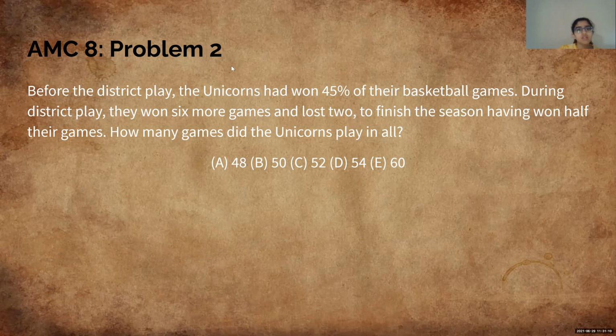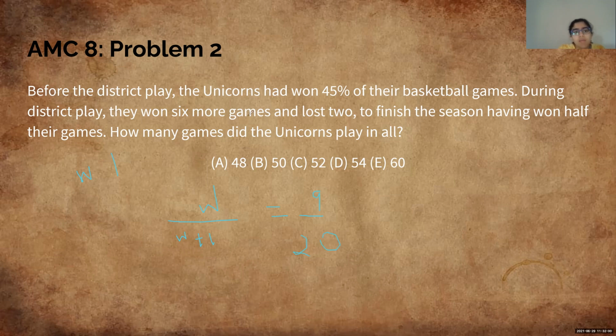Okay, so I am going to start explaining. Before the district play, the unicorns had won 45% of their basketball games. So let's say that the number that they have won is W and the number that they have lost is L, right? So that would mean that win over win plus loss, before the district play, is equal to 45 over 100, which can also be simplified to 9 over 20, right?